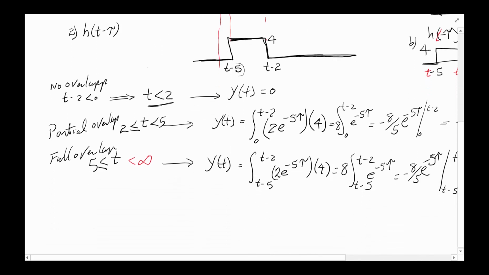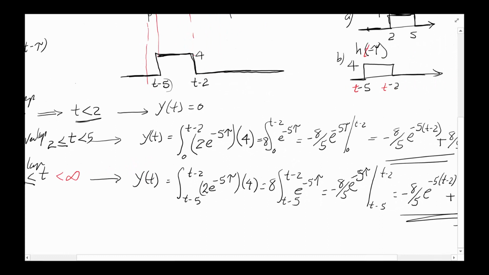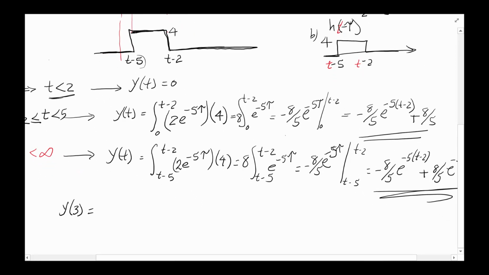So now if somebody comes to you and says, hey, find me y of t at, let's say, 3 seconds. So let's say they tell you to find y of 3. You say that's really easy. 3 is in this interval, so I can use this equation. You simply say, okay, that means t is equal to 3. So it's going to be 8/5. I'm going to use this because that's the interval I'm in. 8/5 e to the minus 5 (3 minus 2), plus 8/5. And that'll take care of it.